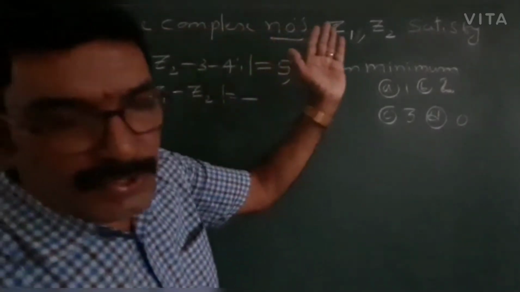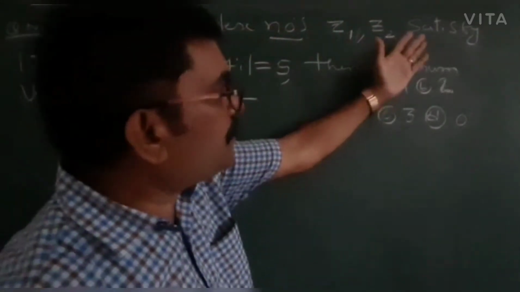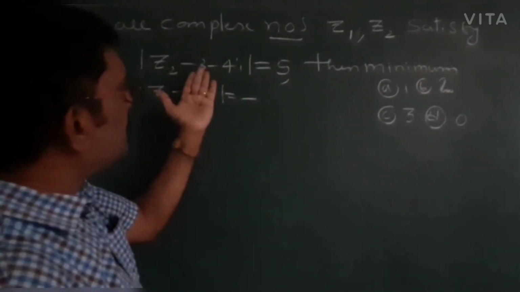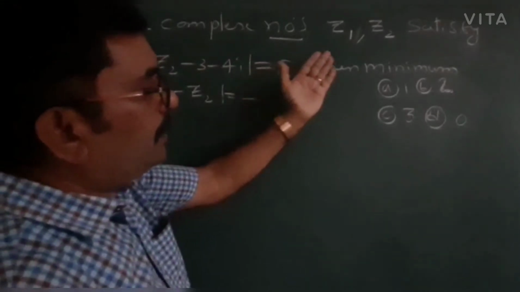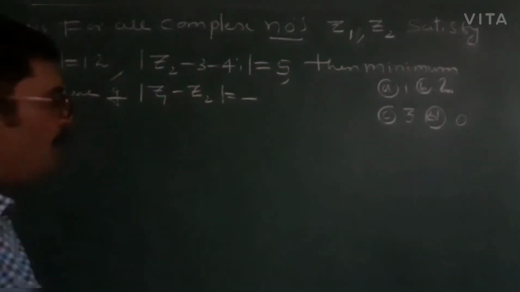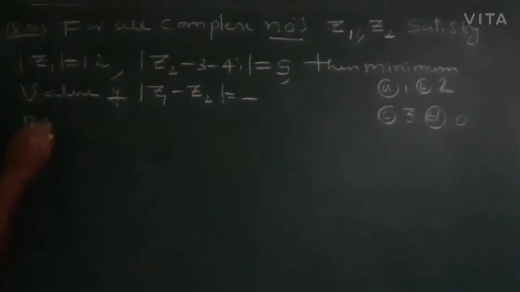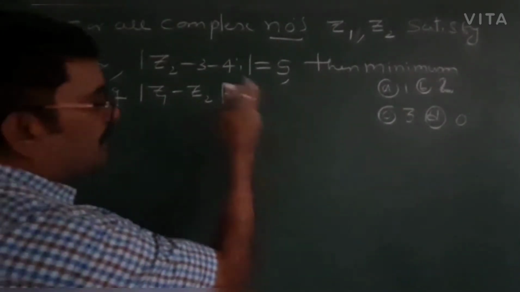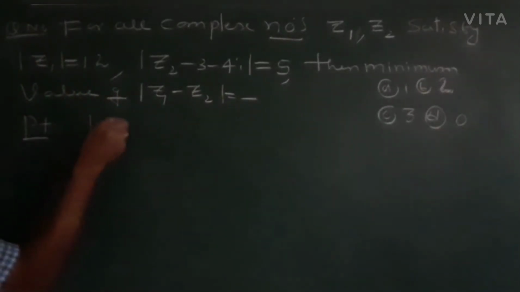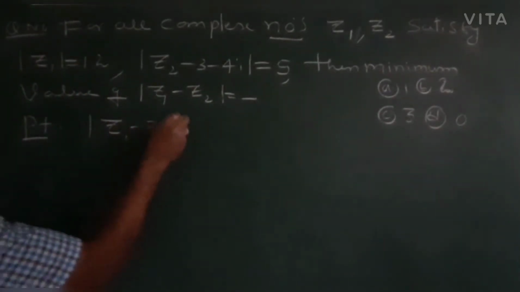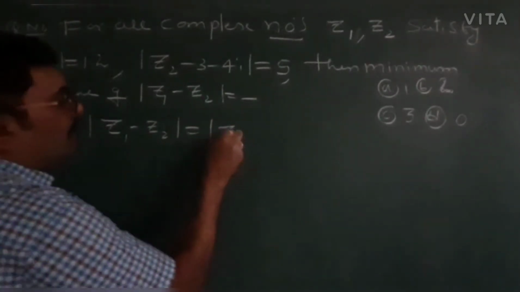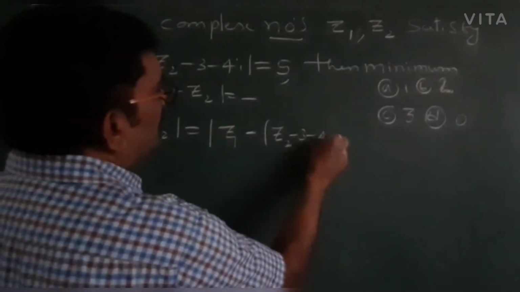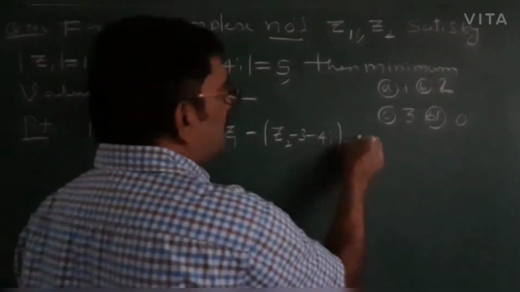For all complex numbers z1, z2 satisfying modulus of z1 equal to 12 and modulus of z2 minus 3 minus 4i equal to 5, we have to find the minimum value of modulus of z1 minus z2. We know that modulus of z1 minus z2 is always greater than or equal to modulus of z1 minus modulus of z2. I will write modulus of z1 minus z2 as modulus of z1 minus of z2 minus 3 minus 4i, add and subtract.